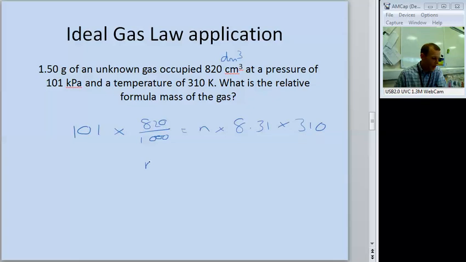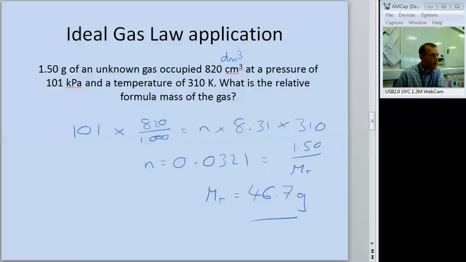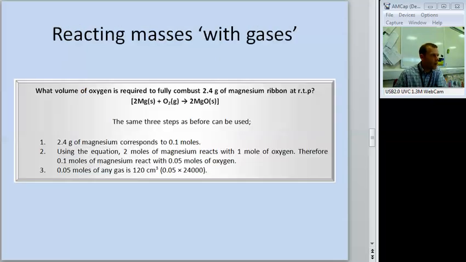If I solve that for n, it's 0.0321 moles, which means that that's equal to my mass, which I've been told in the question, divided by my molecular mass, and I can solve that for my molecular mass. It comes out to be 46.7 grams. So it's a way of identifying what molecule or compound you might be working with in a question.